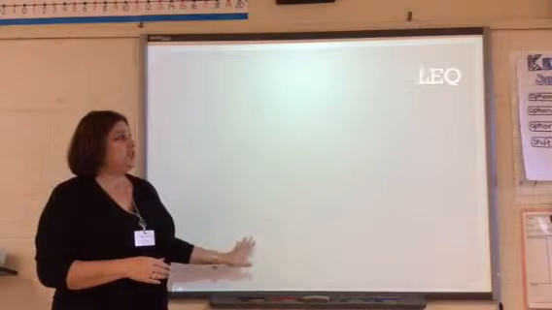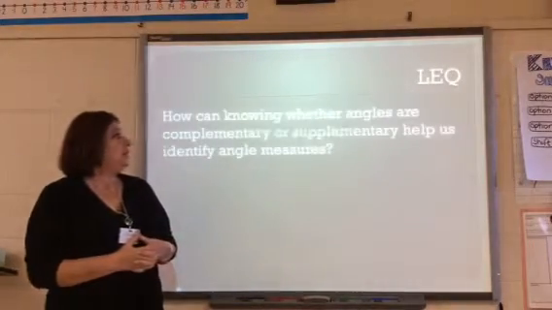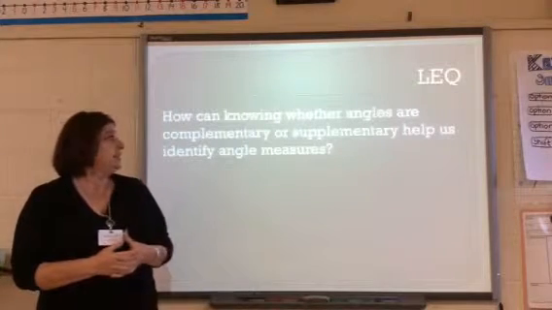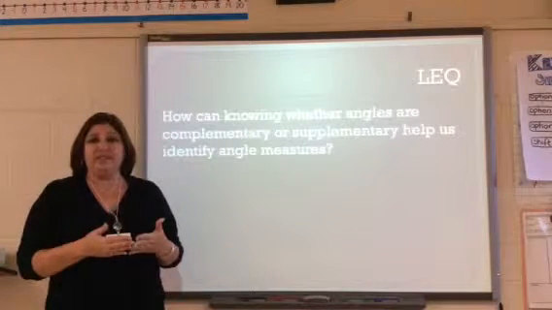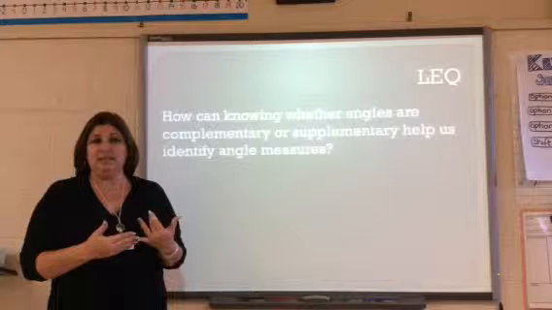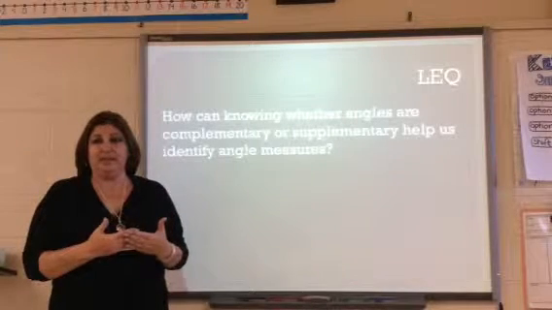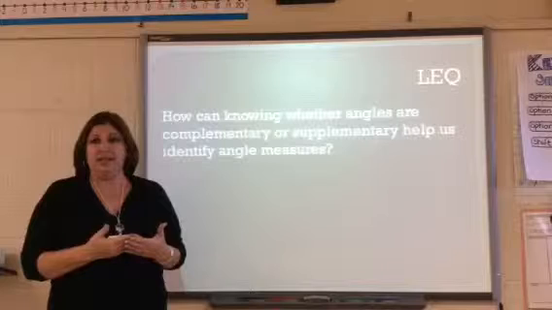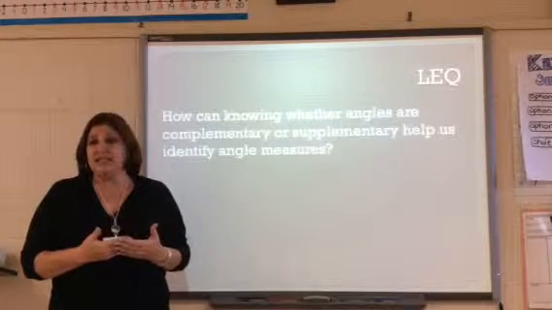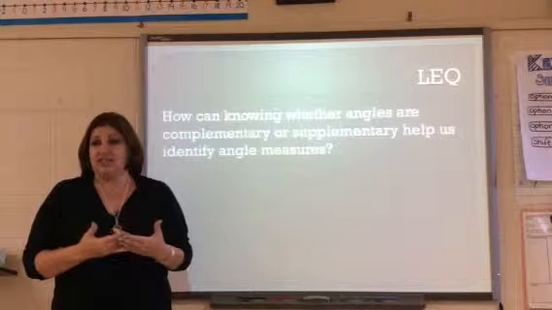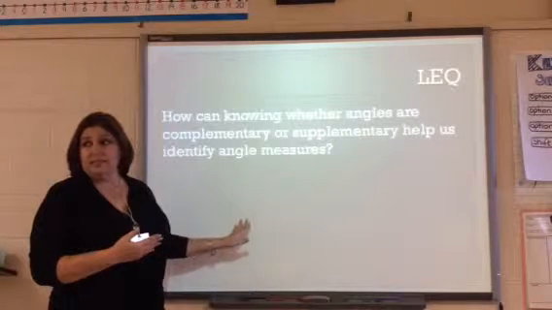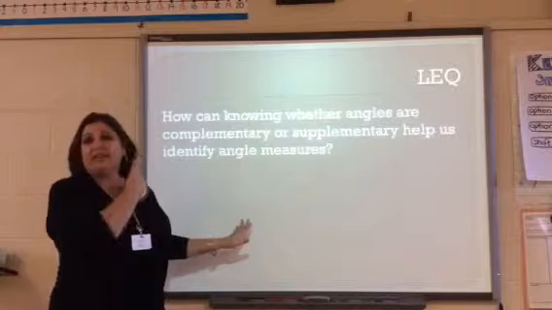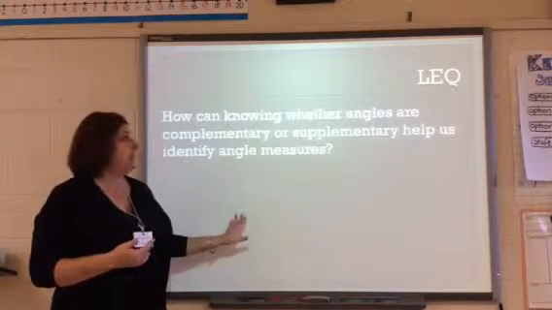Our lesson essential question today is, how can knowing whether angles are complementary or supplementary help us identify angle measures? So we've previously discussed what a vertical angle was: opposite angles created by intersecting lines that share a vertex, and they have equal measures. We've talked about adjacent angles, angles that share a side and a vertex, not necessarily congruent. We've talked about right angles, angles that form 90 degrees. And we've talked about straight angles, angles that form 180 degrees.